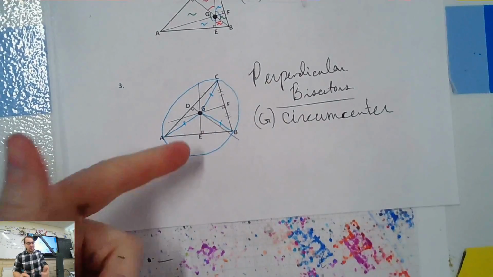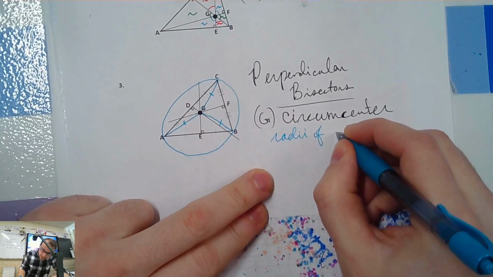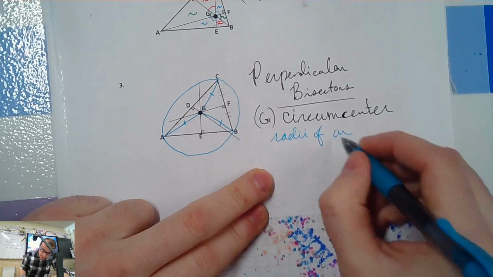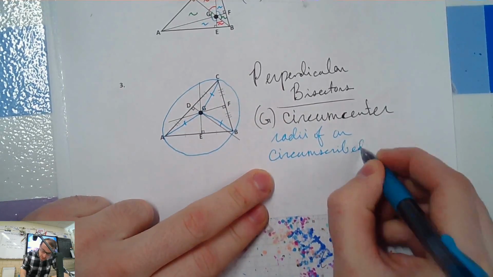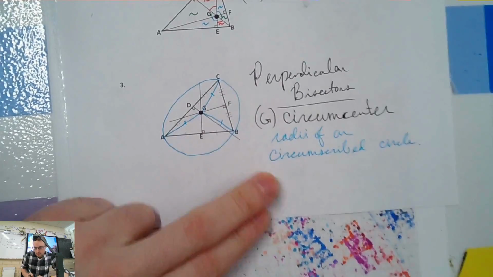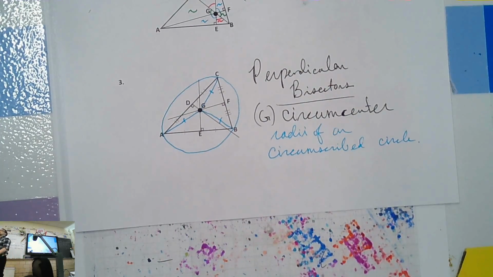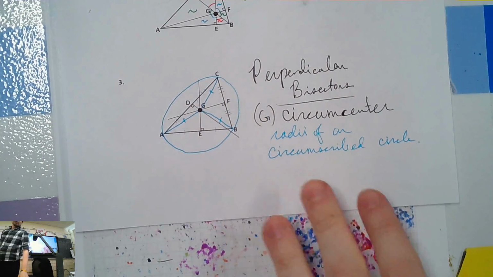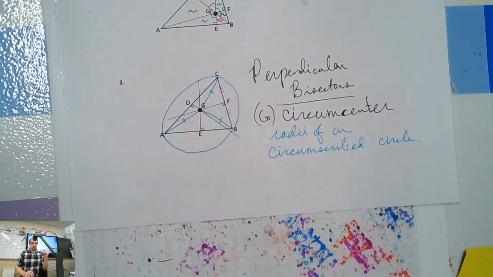Does that make sense? Those are all radii of a circumscribed circle. Careful how you say that one. We call it circumscribed because circum means to circumnavigate, to go around, and scribe means to write. So circumscribe means to draw a circle, and we're drawing a circle on the outside, whereas an inscribed circle is drawn inside. So it'll always be the same distance from the vertices.